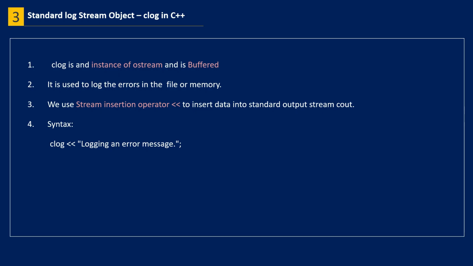Let's understand the standard log stream object, which is clog in C++. clog is again an instance of ostream and it is buffered. So we have seen that cout, cerr and clog are all instances of ostream, and buffered means this log will be stored somewhere, either in memory or in a file. The same way we used the stream insertion operator in cout and cerr, we are using it for clog as well. There is much similarity in clog, cerr and cout. Only cerr is used to display the error and clog is used to store the log.